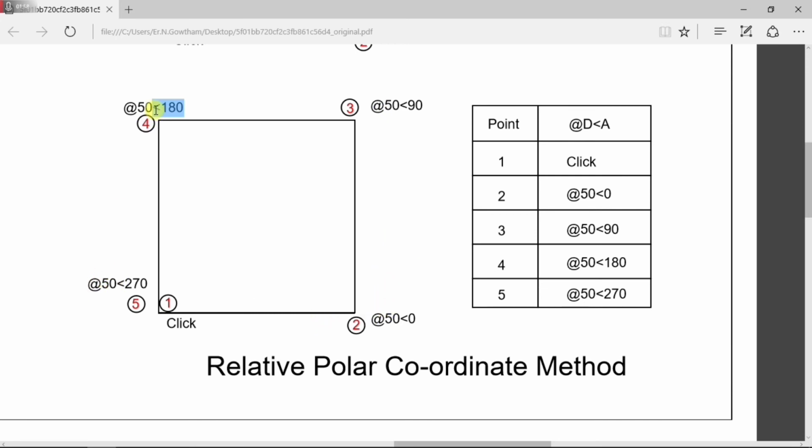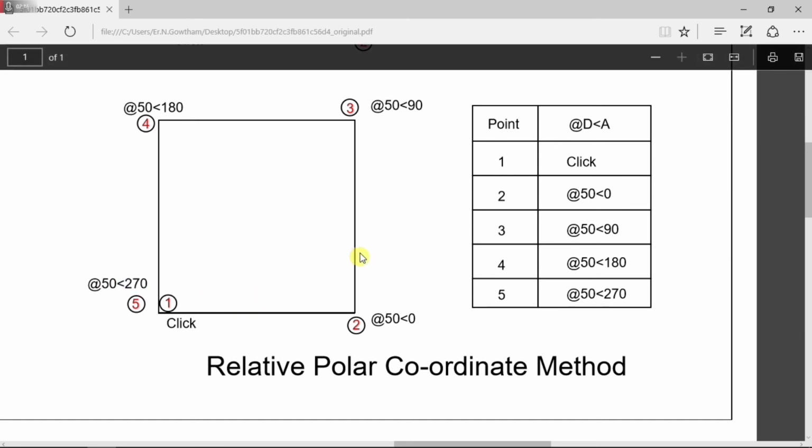Even if the line moves to the left side, only the angle changes. Mind it, only the angle changes. And lastly, at 50 distance at an angle of 270 degree.